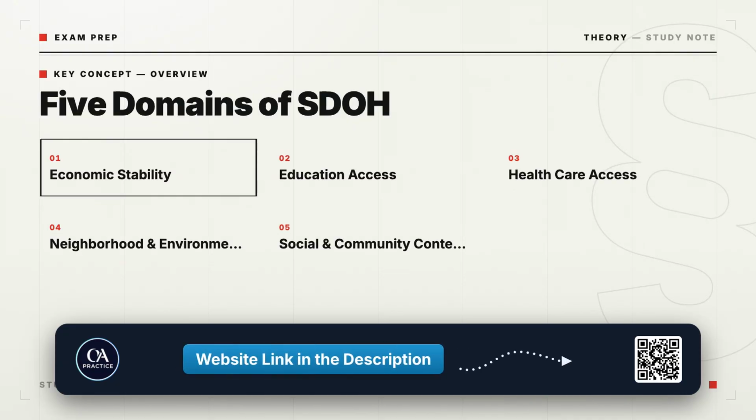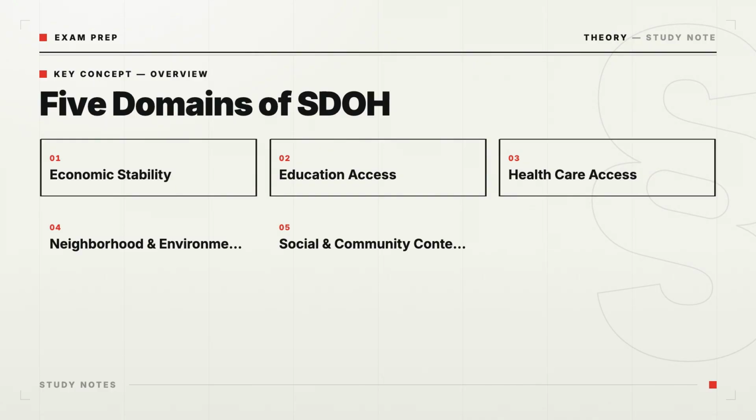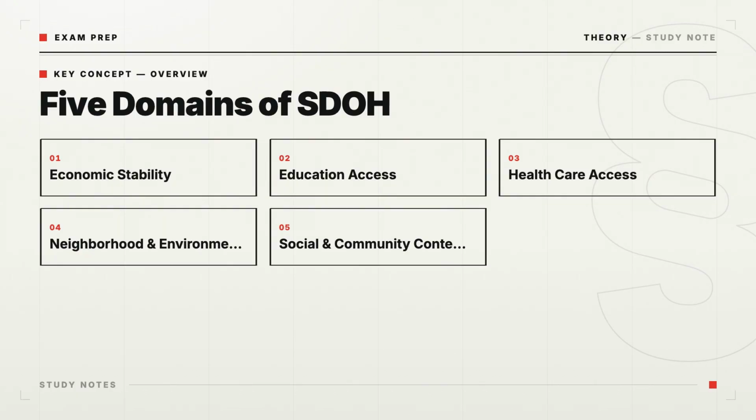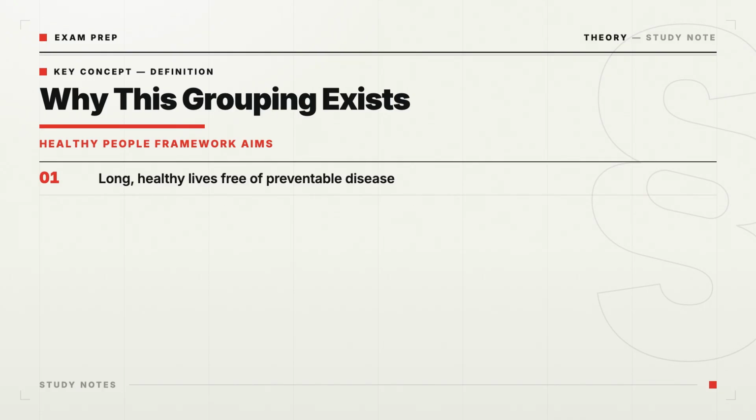The 5 domains are economic stability, education access and quality, healthcare access and quality, neighborhood and built environment, and social and community context. Together they cover income and employment, schooling, insurance and providers, housing and safety, and social support and civic life. This grouping comes from the Healthy People Framework, the national health objectives the US updates each decade.